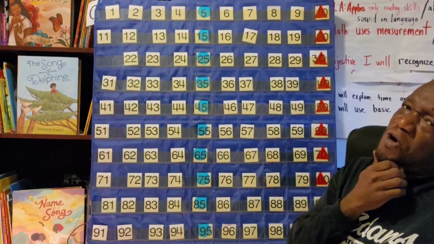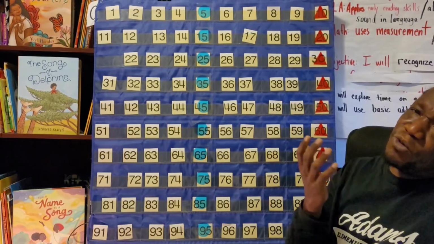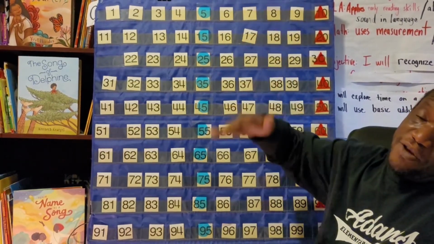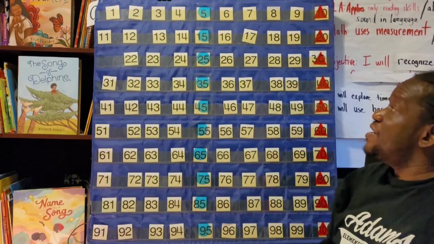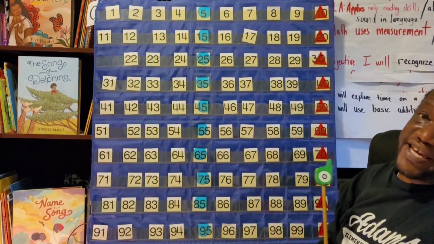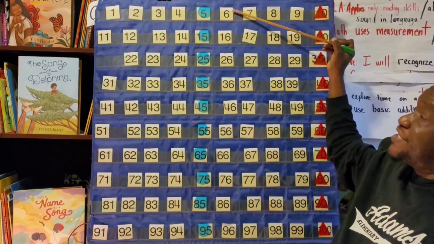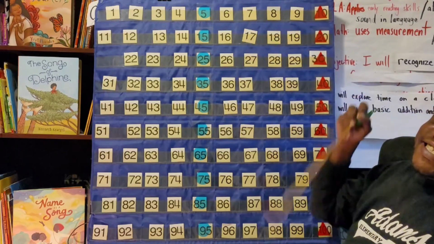All right. Let's look at our number chart. Let's do one addition problem where we're counting by tens. Remember, when we count by tens, you just go down a row, right? So if we say 6 plus 10, you look at 6 and you go down to 16.